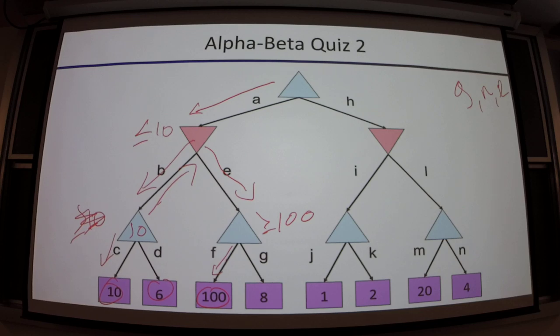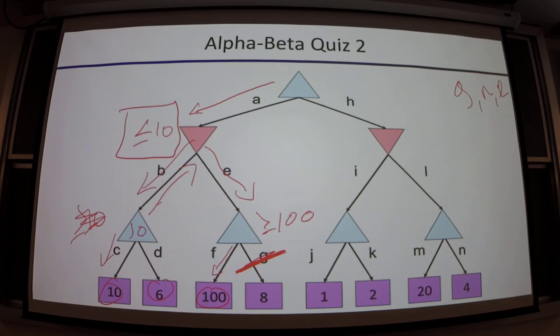When you look at G, no. Why not? It could be bigger than 100. What happens if it's bigger than 100? It doesn't matter because it needs to be less than. If it's greater than 100, if it's 1,000, it's 2,000, it's 100 million, 1,004, doesn't matter because the minimizer node is going to take us down to 10, right? Okay, so we can prune G.